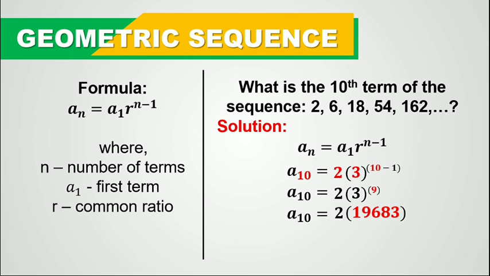19,683. So it's a bit larger number than the previous example. In this case, it's better if you have a calculator. If you don't, you really have to solve it manually. You can solve it manually. And then let's evaluate this further. So 2 times 19,683, that's 39,366. And this is the value of our 10th term, or a sub 10.